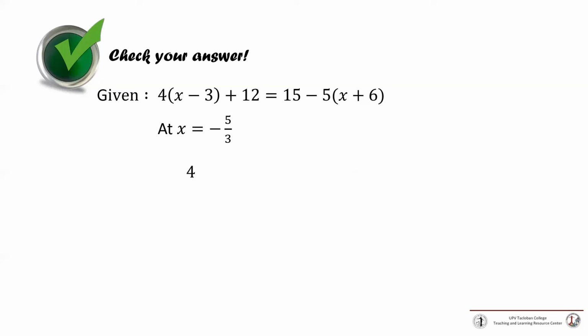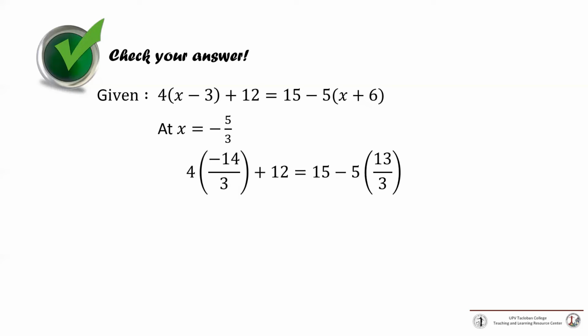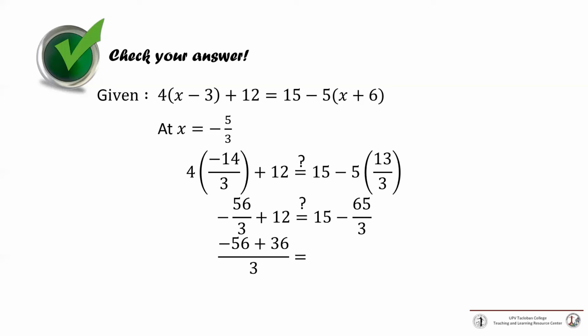Okay. So here, let's continue. Okay, we simplify. 4 times the quantity of negative 14 over 3 becomes negative 56 over 3 plus 12 is equal to 15 minus 5 times 13 over 3. It becomes 65 over 3. And then on the left side, we have negative 56 plus 36 over 3. Is it equal to 45 minus 65 over 3?